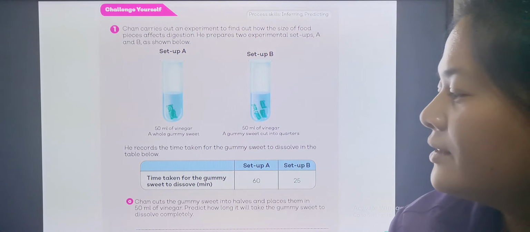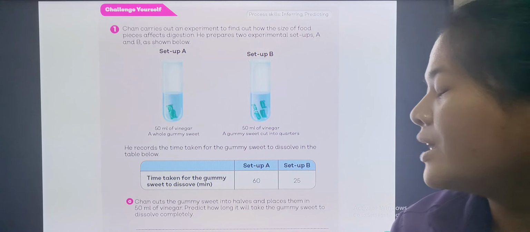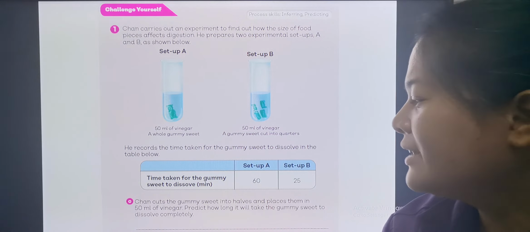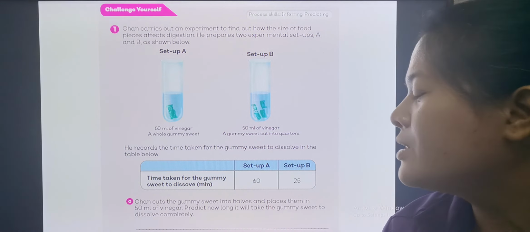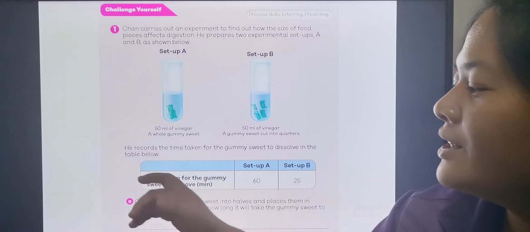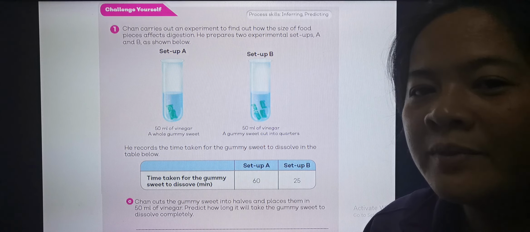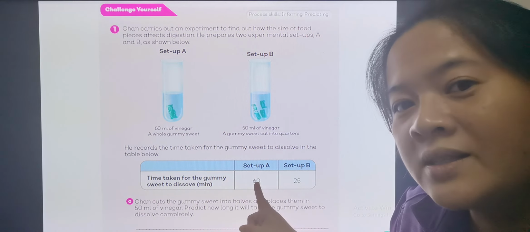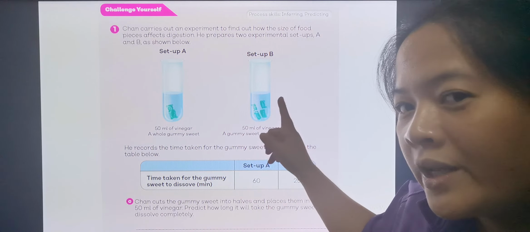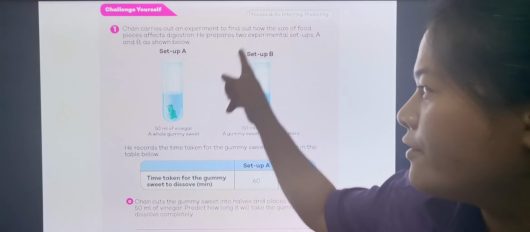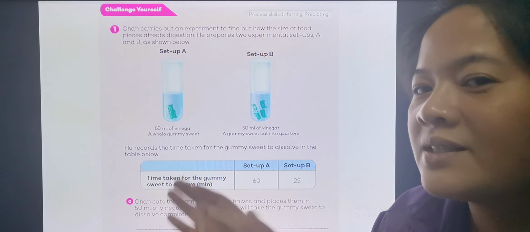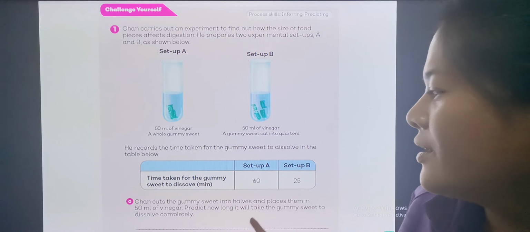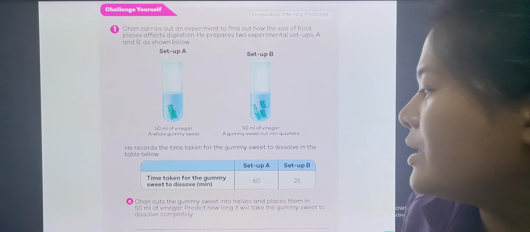And this one, letter C, Chan cuts the gummy sweet into halves and places them in 50 ml of vinegar. Predict how long it will take the gummy sweets to dissolve completely. So in this one, he cuts the gummy bear only into two. This one whole piece takes 60 minutes. 4 pieces, into quarters, 25 minutes. So if you only cut in half, only 2 pieces, how long will it take for the gummy sweet to dissolve completely?